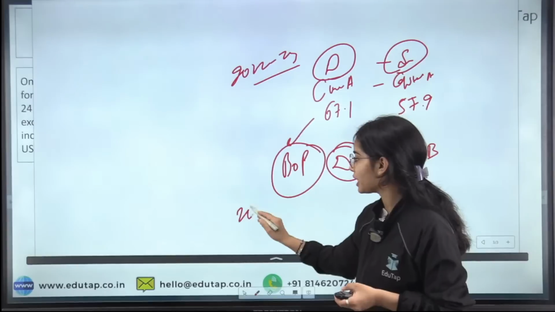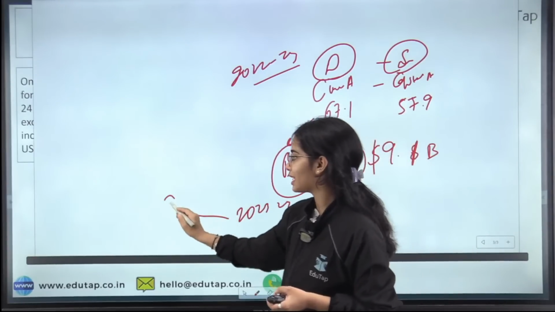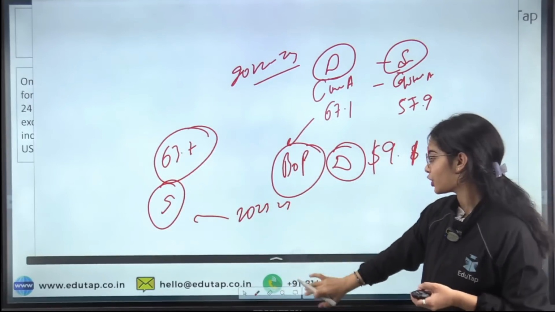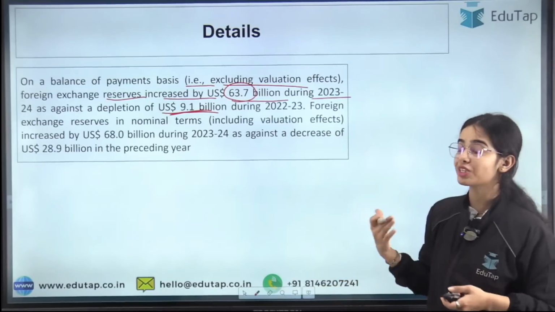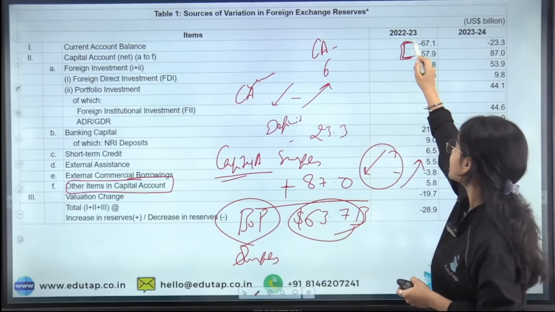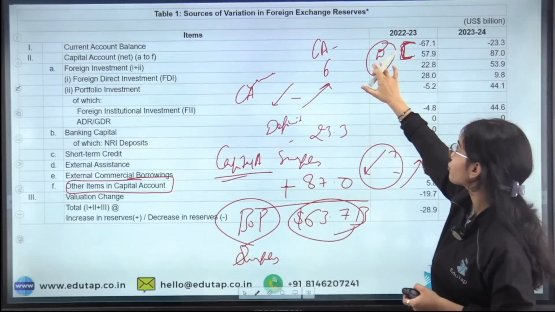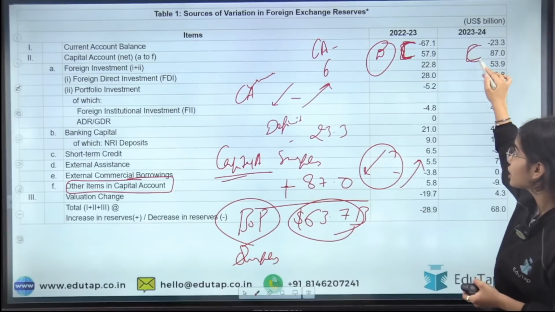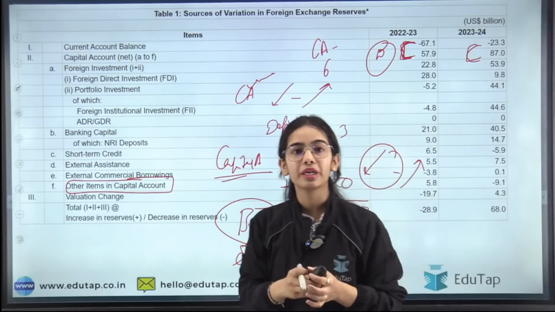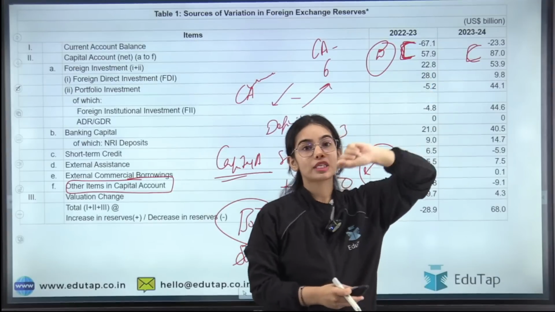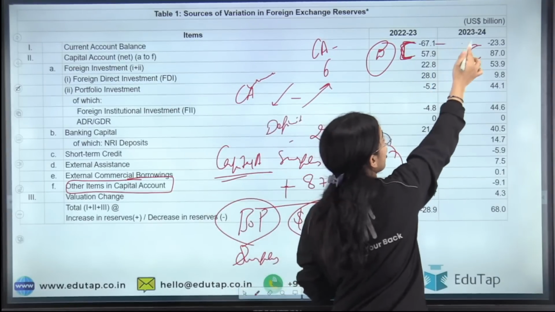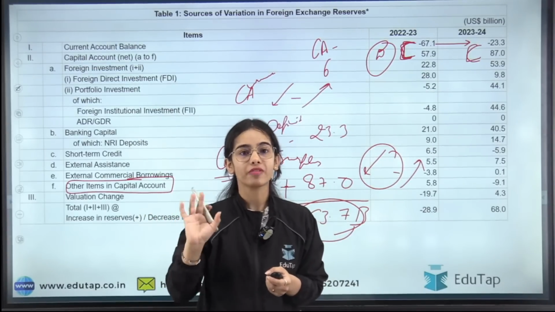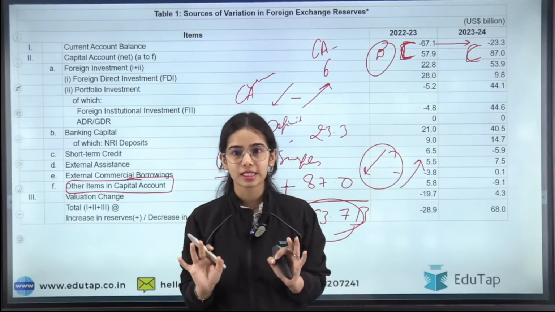While in 2023-24, there is a surplus in the balance of payment of $63.7 billion. So this is a huge change that has happened: from a deficit position in the balance of payment of $9.1 billion, we have moved to a surplus situation of $63.7 billion. You can also see how much the current account deficit has reduced. That means our exports must have increased to some extent also. So this is the idea, right?